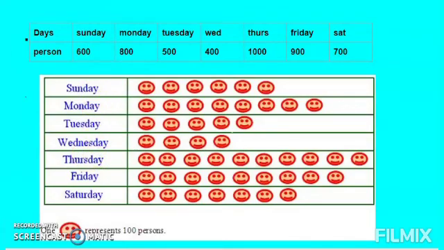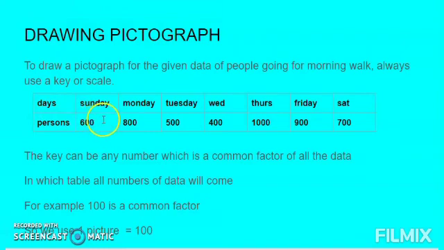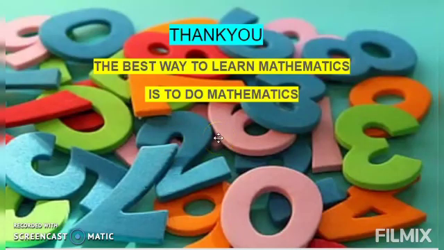So just the thing that we have to remember is whatever data is given for which we have to draw the pictograph, we should find out the most appropriate key, that is the number which is common factor to all the data. I hope you have understood how to read the pictograph and how to draw a pictograph.